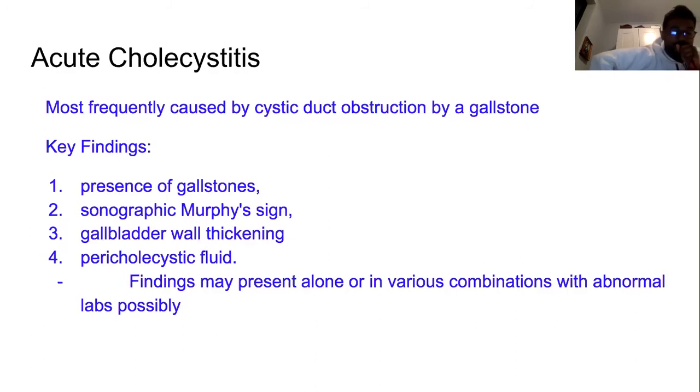What's a Murphy sign, Kenny? Real quick. It's just upper right tender pain when you press with the transducer against the gallbladder. Gallbladder wall thickening and pericholecystic fluid, which is fluid around the gallbladder. Now, these findings could present alone or in various combinations with abnormal lab values. And they don't all have to be there, basically, is what I'm saying.